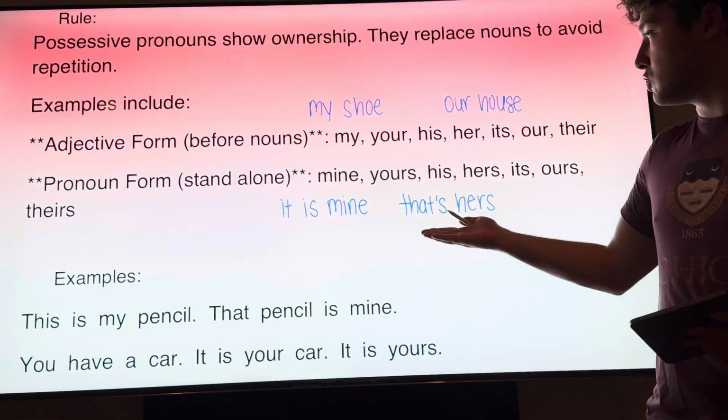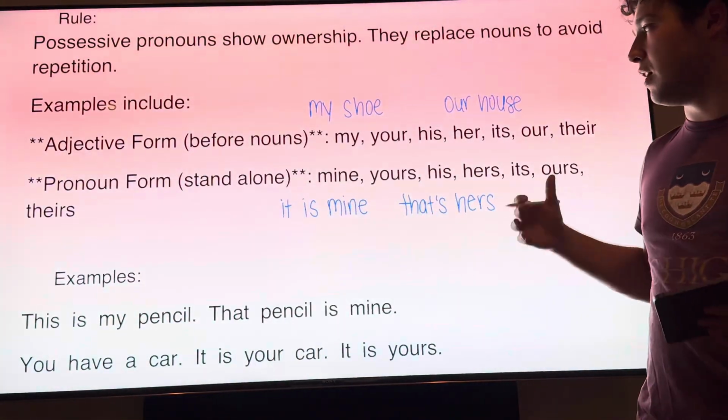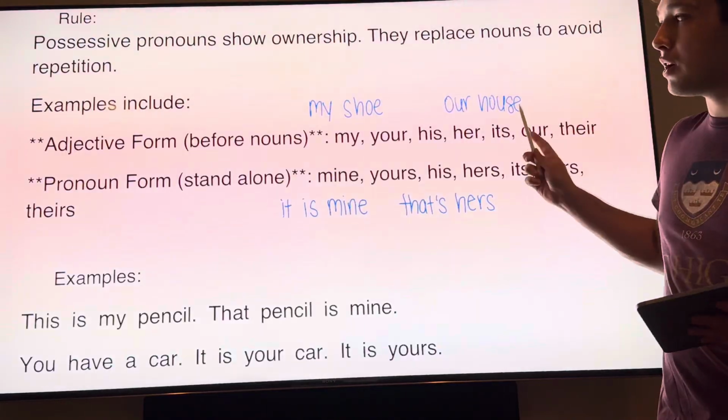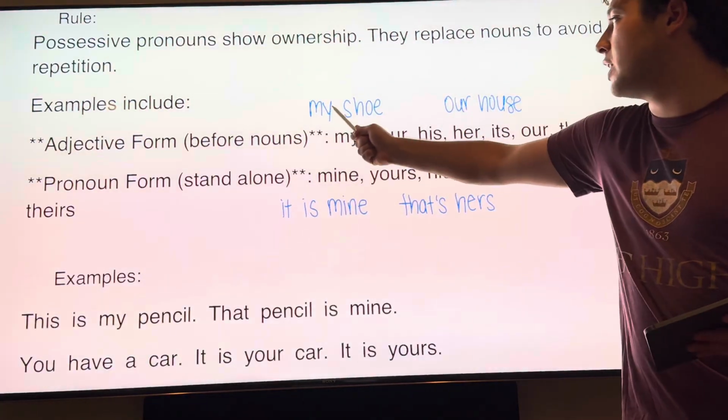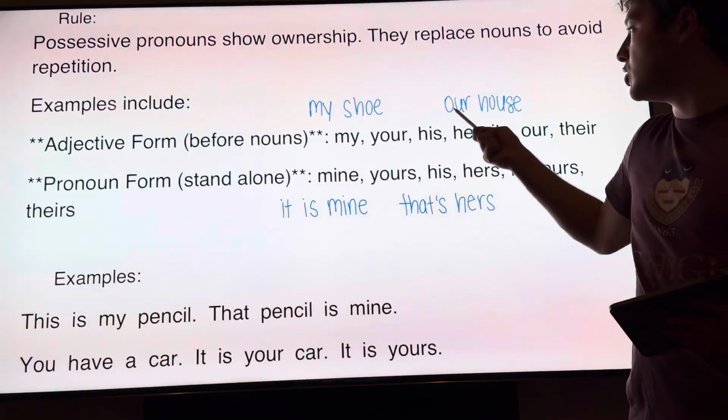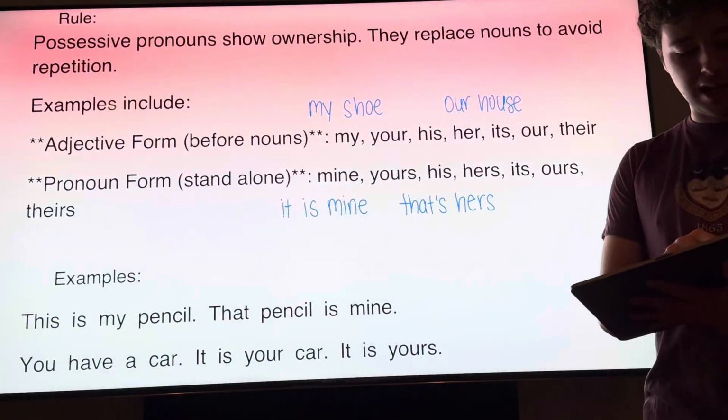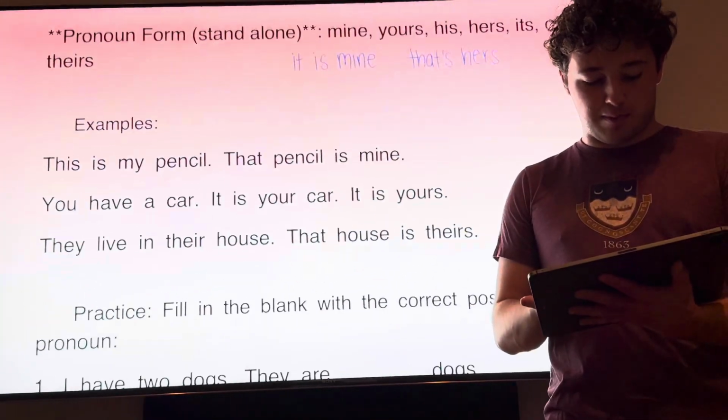So these ones will be basically by themselves in a sentence. The vast majority that you'll see in normal possessive writing will be like this: my shoe, our house. So let's take a look at some practice ones, some examples down here.